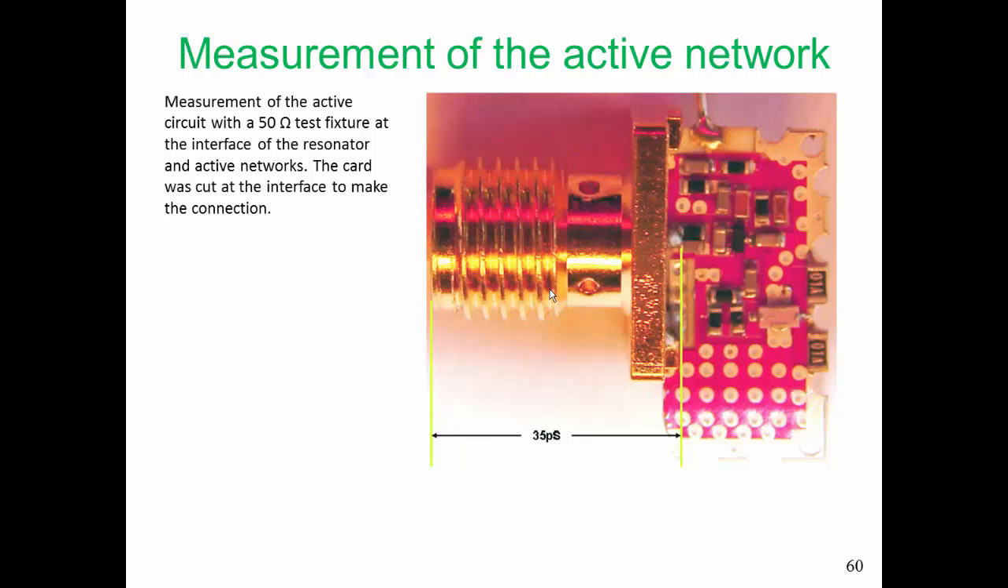Now let's talk about how we're going to do the measurements of our network. Well, we're going to take the circuit board and we're going to cut it in half to separate the active network from the resonator network. And our measurements are going to be done in a 50 ohm system. So we need to use a 50 ohm test fixture, first at the interface with the resonator network and then at the interface with the active network.